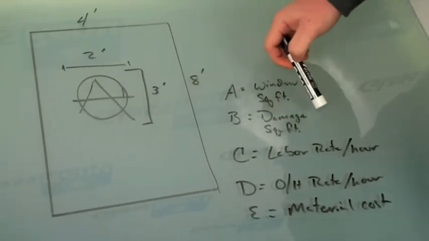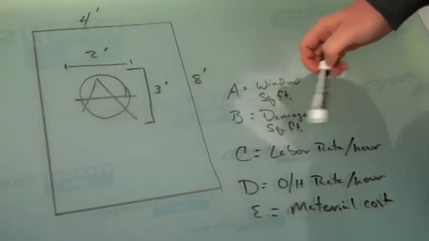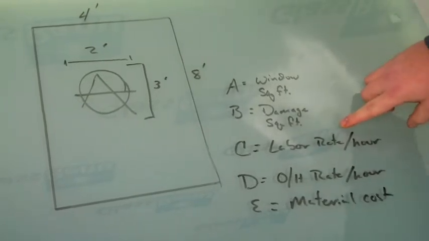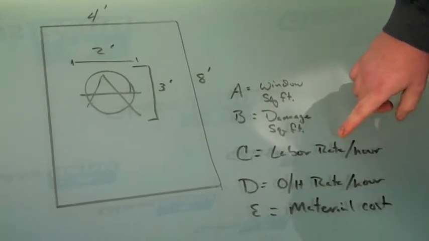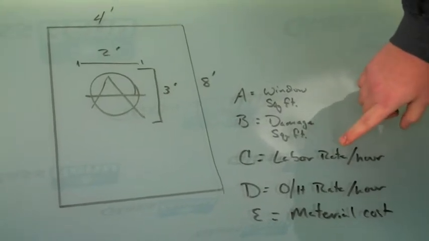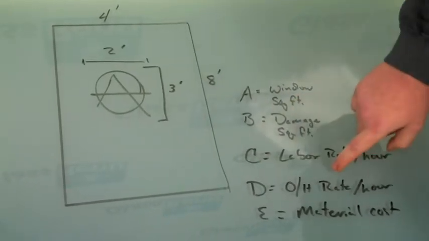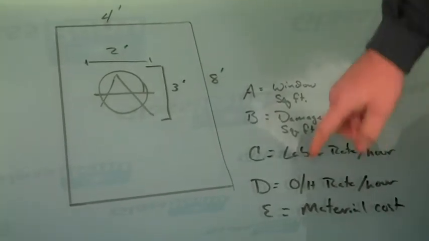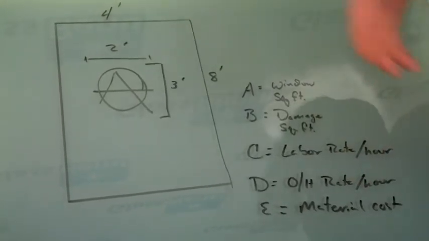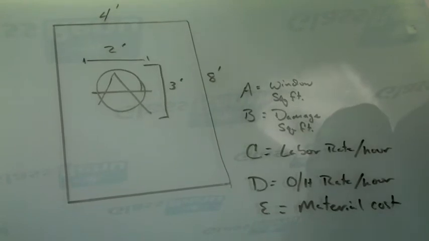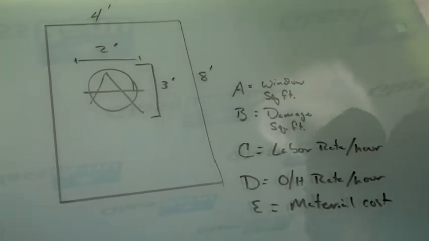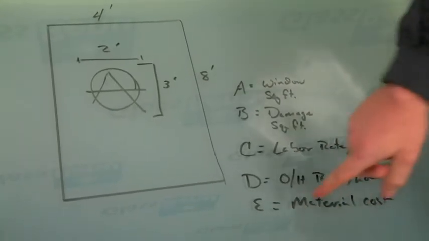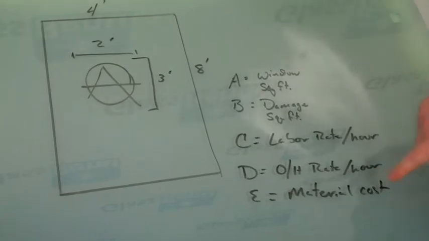B is damage square feet. What is the square foot of the damage? Next up, you're going to need to know what your labor rate per hour is, C. If you're working for yourself, this is that famous question: what do you want to make an hour? If you're sending out employees, what are you going to have to pay them per hour? D is going to be overhead rate per hour. Again, if you work for yourself, you can probably roll those two together. But if you've got to pay for your trucks, your insurance, all that kind of stuff, depending on how you do your cost accounting, you'll figure out what that is. And last but not least is E, which is going to be material cost for the job.